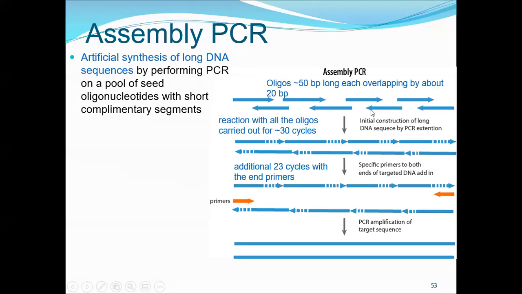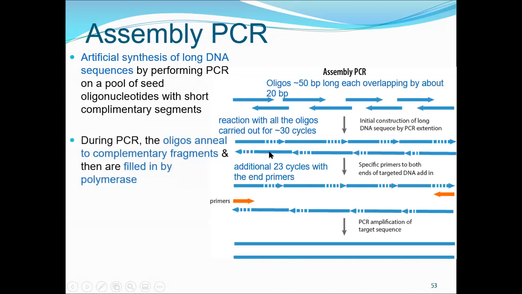So what happens is, initially they are made to extend for around 30 cycles, so that these processes extend. And after extension, what happens? The gaps are almost filled, the 20 base pair overlaps, and then an additional 23 cycles with the end primers is done. So you have the forward primer, you have the reverse primer, and then the whole long stretch of the DNA is synthesized.